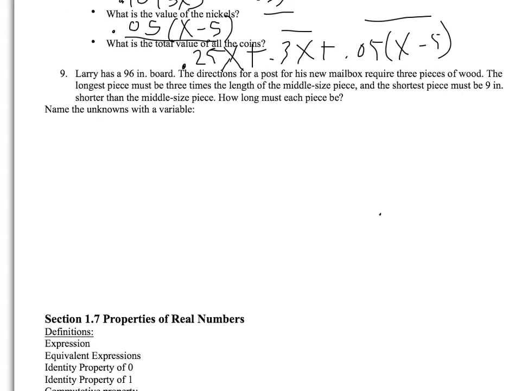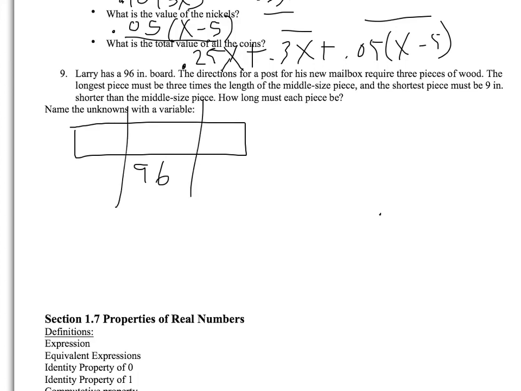Now for the last one. Larry has a 96-inch board. Okay, so right away I'm drawing a 96-inch board. I like drawing these boards, and I think it helps us understand. Now, the directions for a post for his new mailbox will require 3 pieces of wood. So he's going to cut this into 3 pieces. Let's say there's a cut and there's a cut. The longest piece must be 3 times the length of the middle-sized piece. And the shortest piece must be 9 inches shorter than the middle piece. Okay? So, how long must each piece be?